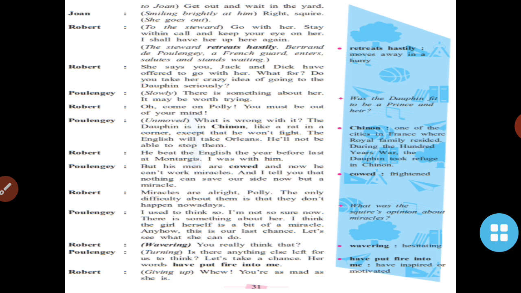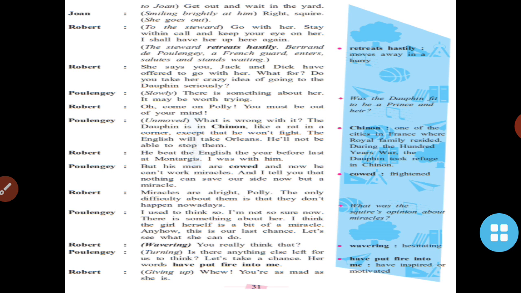Now Robert is saying to the steward, go with her and stay in the courtyard and keep an eye on her. I shall give her a reply again. The steward returns hastily, and the steward goes with him, and a French guard enters. The soldier stands waiting. Robert says, she said you, Jack and Dick, have offered to go with her. What for? Do you take the crazy idea of going to the Dauphin seriously?